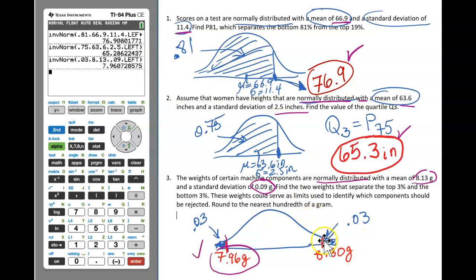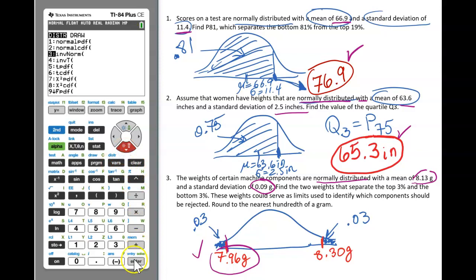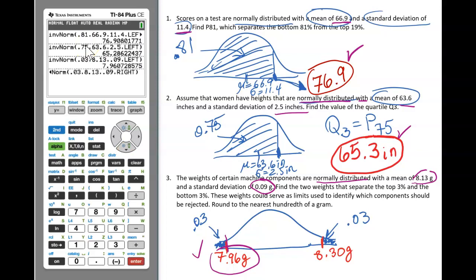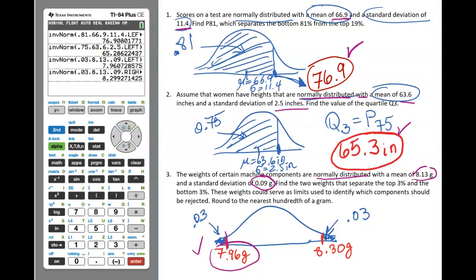And finally, the weight that separates the top 3%. Again, go to second, vars, InvNorm, enter, area is 0.03, mean is the same, 8.13, standard deviation 0.09, tail is on the right. Go down to paste, enter again. The weight that separates the top 3% is 8.3, rounded to 2 decimals. So this answer also checks.